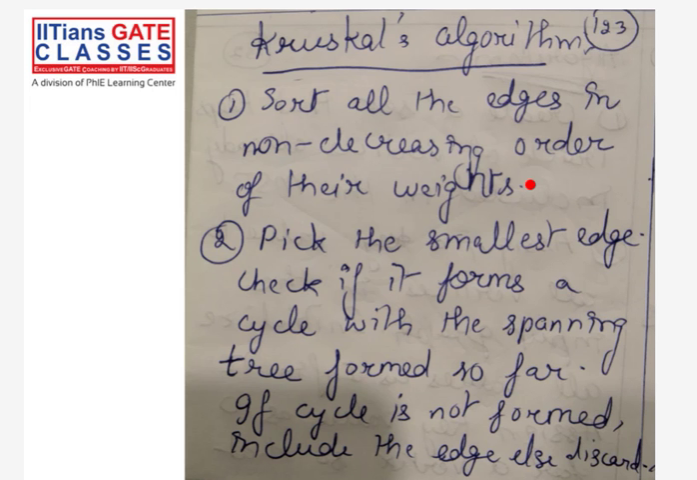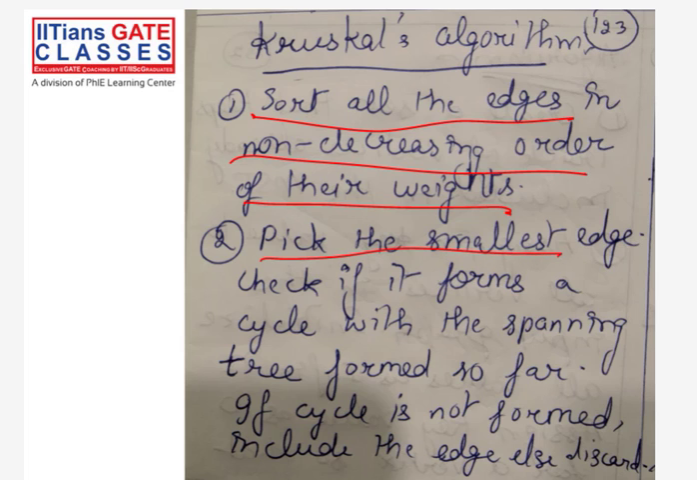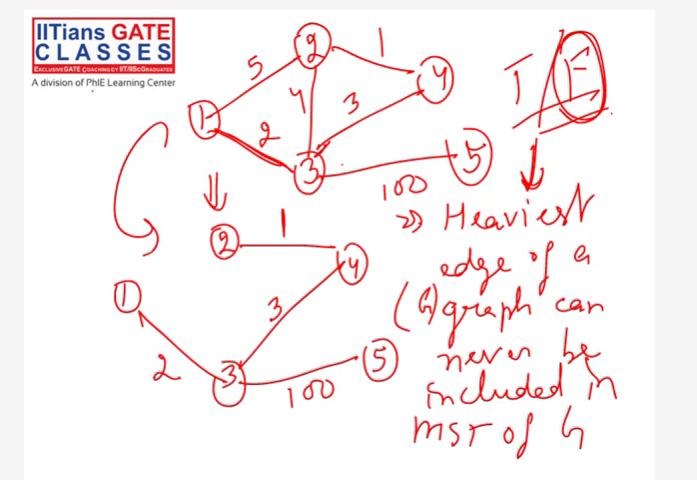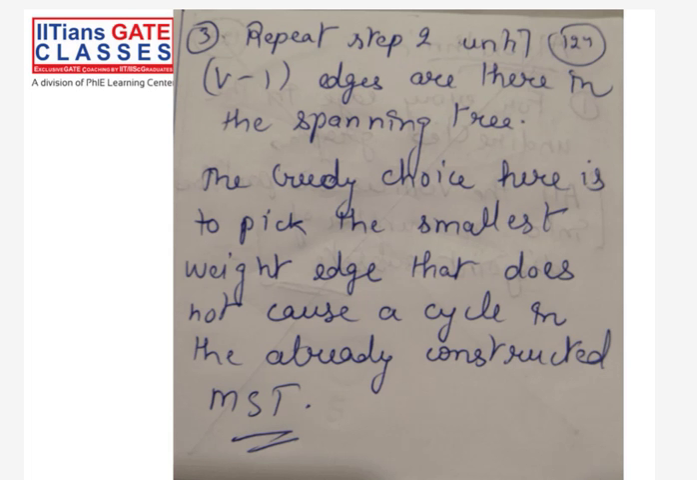Okay, so let's now go through the algorithm ones. They are saying sort all the edges in non-decreasing order of their weights. Then pick up the smallest edge, check whether it forms a cycle or not with the spanning tree formed so far. If a cycle is not formed, include the edge, else discard it. As simple as that. Now repeat step 2 until V minus 1 edges are there. As soon as V minus 1 edges are there, you can actually stop.